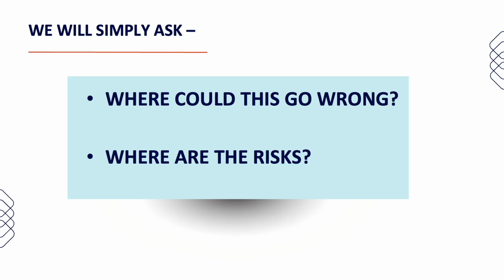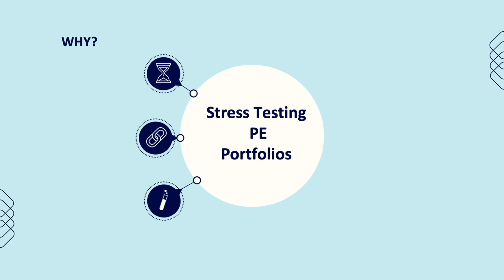Imagine you're being closed down. What could be the reason for that? Now, obviously, there could be questions around liquidity, returns, governance, sustainability, ESG, and, pending what kind of LP you are, explainability to your constituents. So let me give you just a couple of examples. We will simply ask now, where could this, being your PE portfolio, go wrong? Where are the risks?